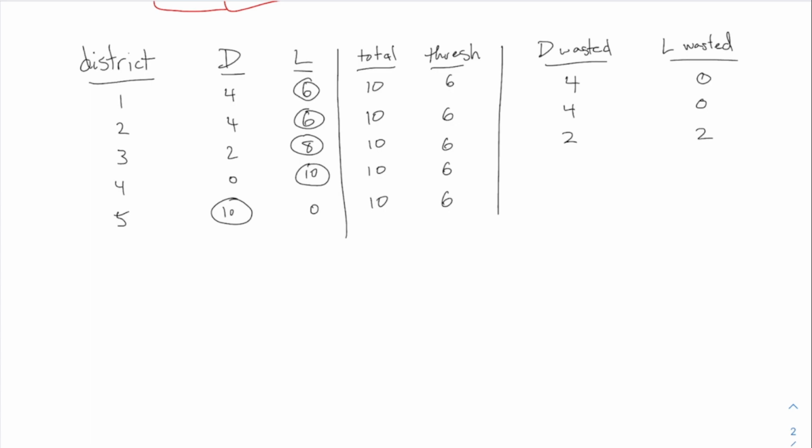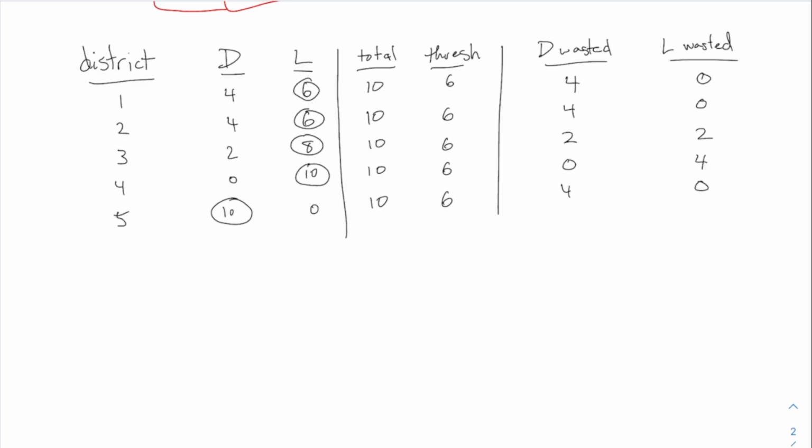Can someone say in the next row, how many is D wasted and how many is L wasted? I think you know. What do you say? D wasted 0 and L wasted 4. Yeah, great. D wasted 0. All votes for the loser are wasted, but it was 0, so D has wasted 0. And L got 10 votes. They only needed 6. That means 4 were wasted. All right, and then in the last row, it's actually the same, but the other way around. 4 here, 0 here. All right.